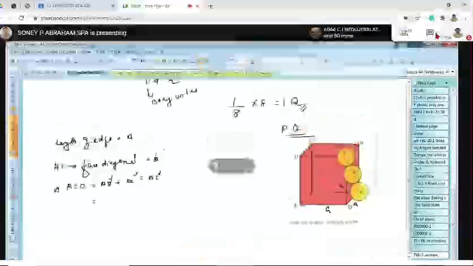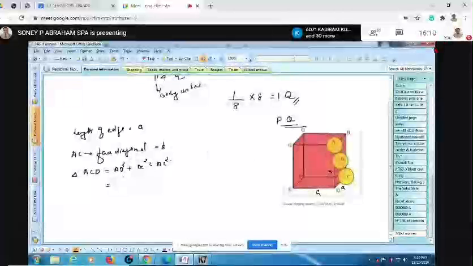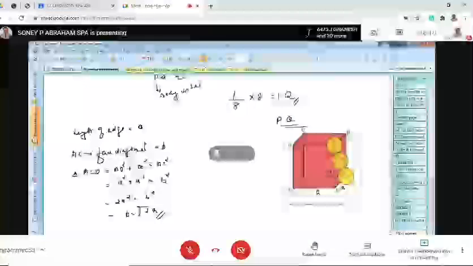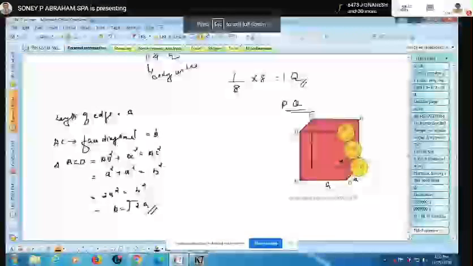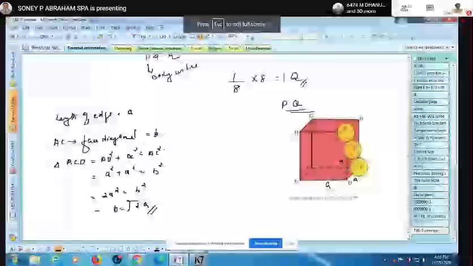What is the value of AD? AD is the edge length, which is A. So B is equal to root 2 A. Am I right? Yes, sir.